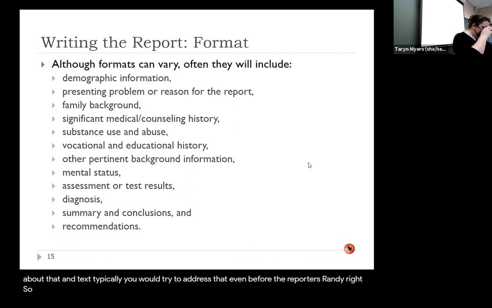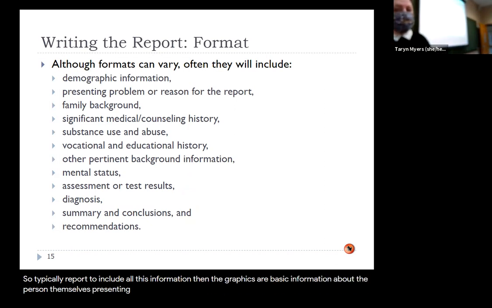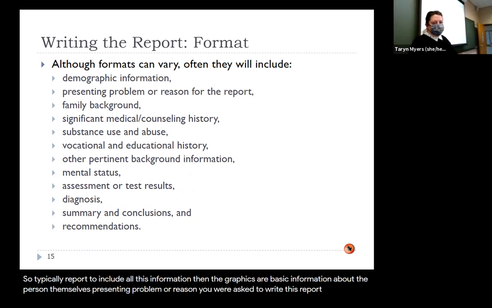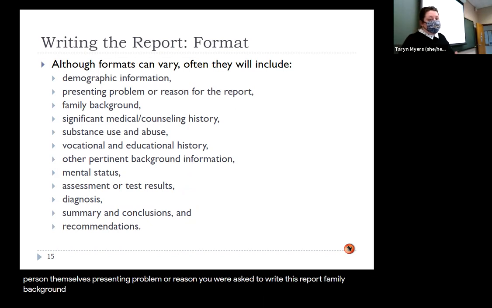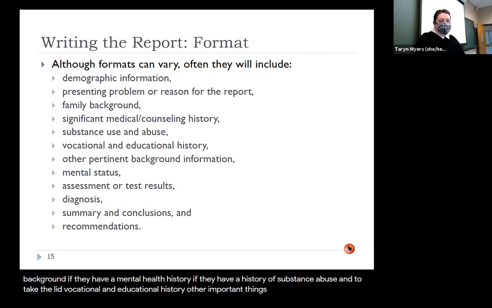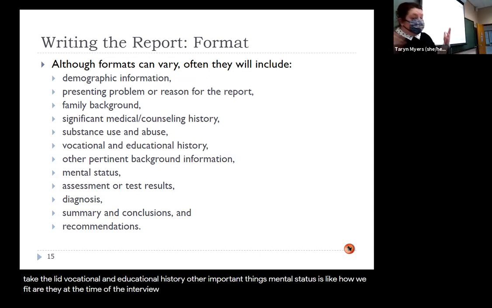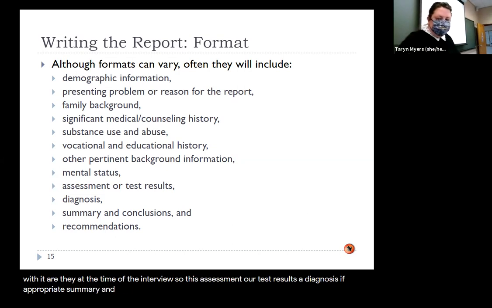All right, so typically reports will include all this information. Demographics are basic information about the person themselves, presenting problem or reason you were asked to write this report, family background, if they have a mental health history, if they have a history of substance abuse in particular, vocational and educational history, other important things. Mental status is like how with it are they at the time of the interview. Then assessment or test results, a diagnosis if appropriate, summary and conclusions, and then recommendations.